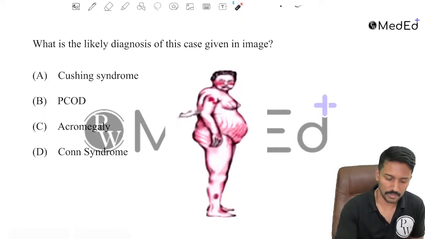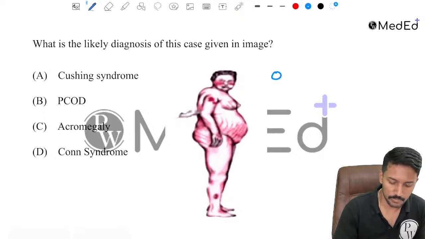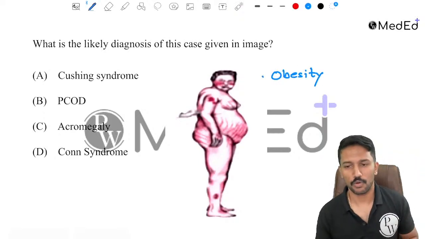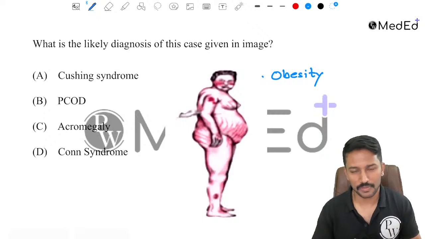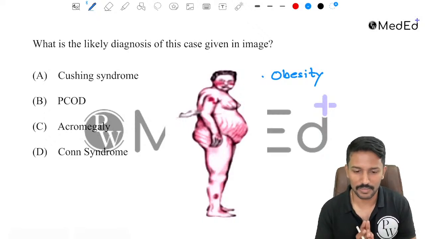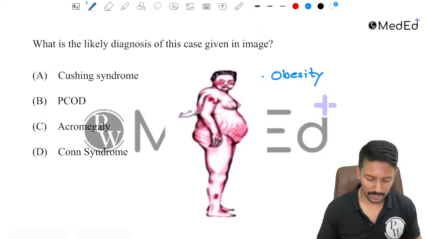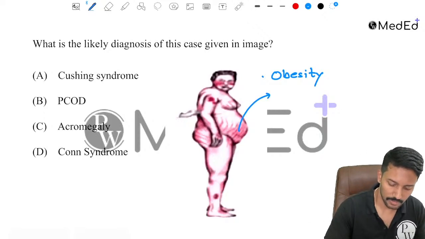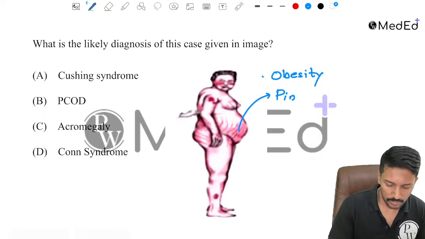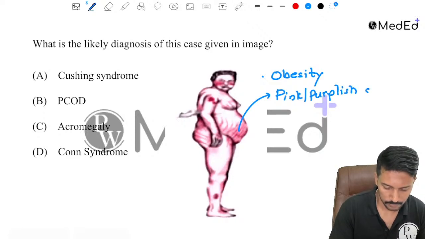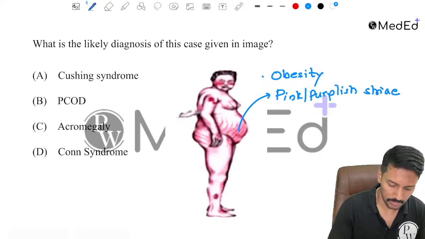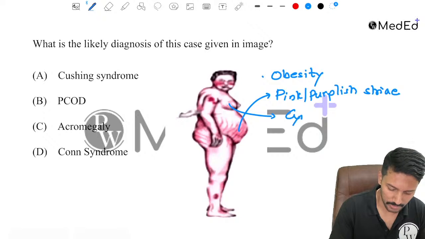What all you will notice? The first thing that comes to your mind is that there is obesity, right? Doesn't look like the person has gone to the gym and accumulated such muscle mass. It clearly looks like there is obesity, right? Second thing we will notice here is that there are pink purplish striae, right? Pink purplish striae. The third thing you will notice is that there is gynecomastia.